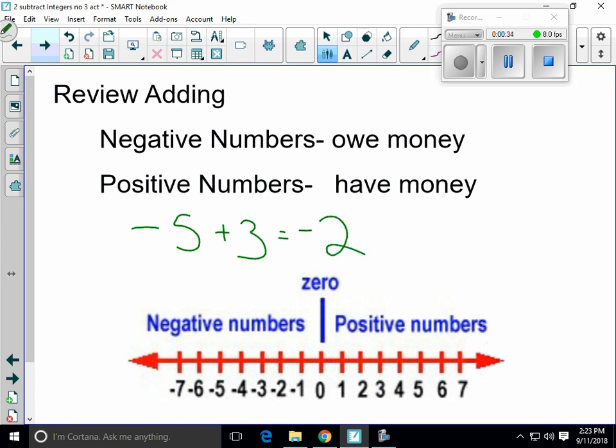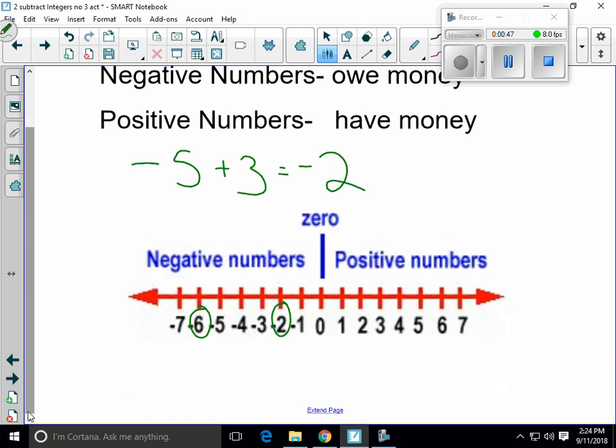Okay, and just for comparing, remember numbers on the right are larger than numbers on the left. Okay, so like negative 2 would be larger than negative 6. Okay, when you're comparing, the numbers on the right are bigger than the numbers on the left. Okay, and that symbol, the inequality symbol, it's open towards the larger number.